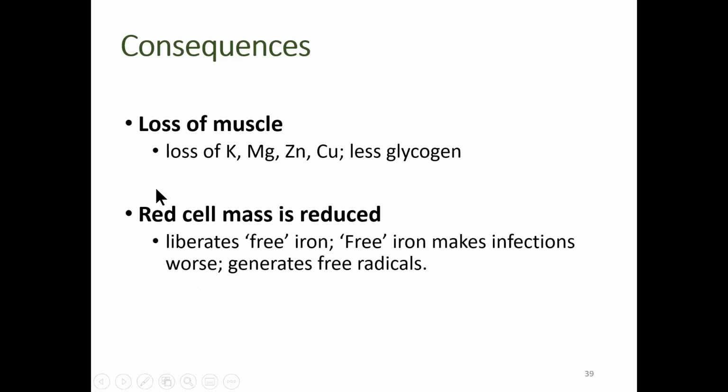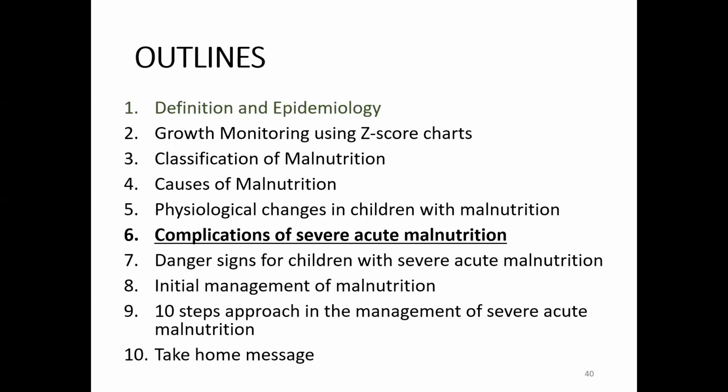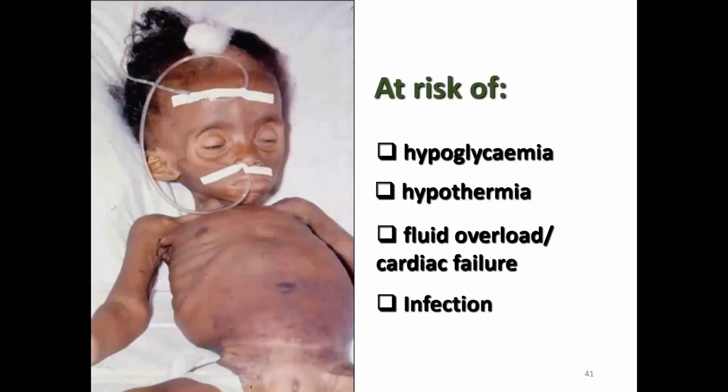They lose muscle bulk because they are losing lots of nitrogen, potassium, magnesium, zinc, calcium, copper. So they also lose some muscle. So these are some of the consequences that will happen in children with malnutrition, and they will develop complications due to the effect of what we just spoke about. What are the complications which put them at risk of dying?